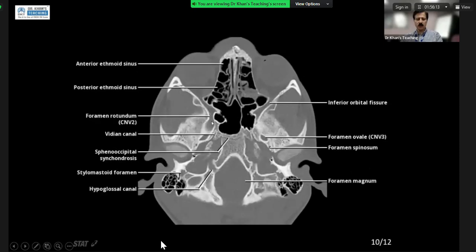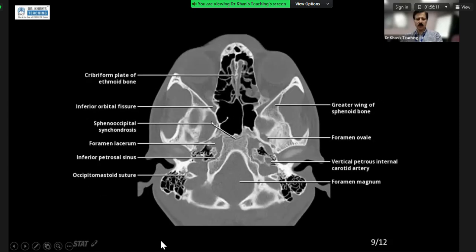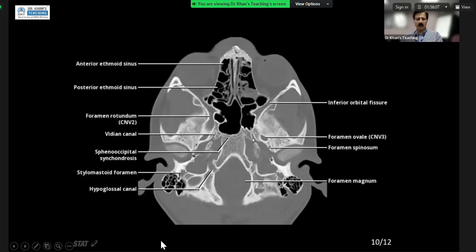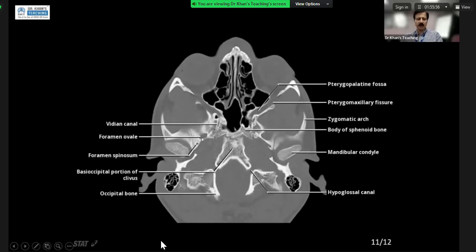This is foramen rotundum. So if I go back, this is the middle cranial fossa, and just before the floor of the middle cranial fossa is the foramen rotundum, which is going anteriorly. So the V2 passes through it, and then come the foramen spinosum and the foramen ovale.